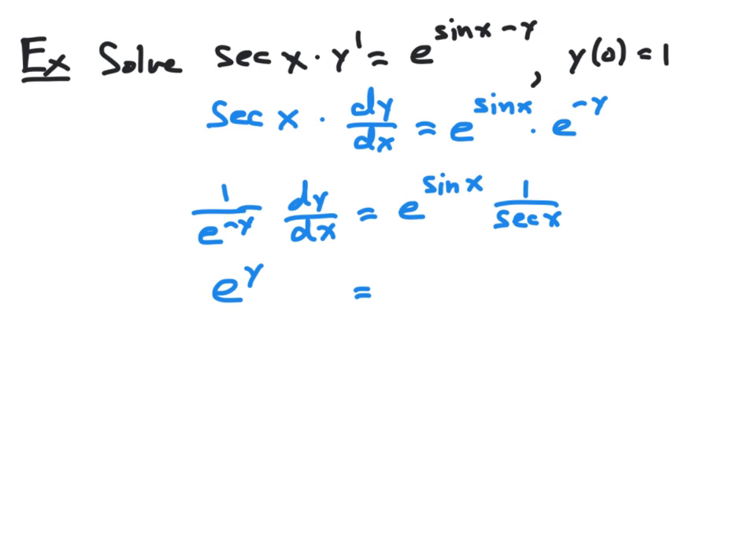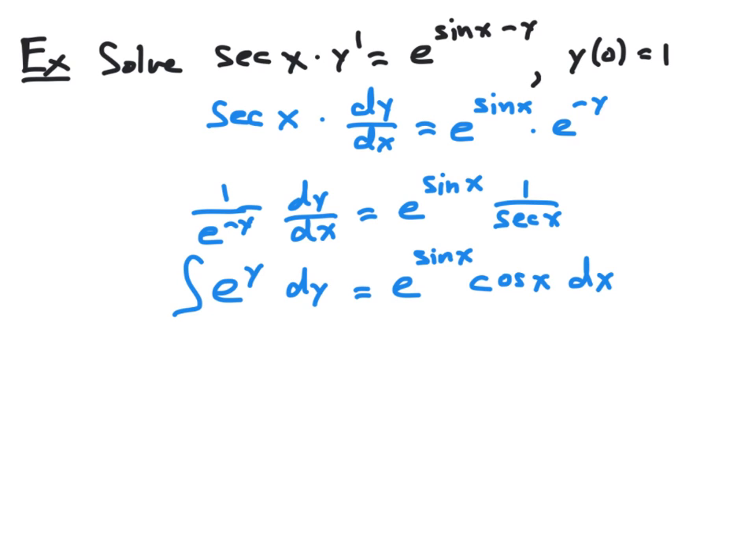And on the right-hand side, we have e to the sine x. And 1 over secant x can be simplified as cosine of x. And so all of our functions are now easily rewritten. And so we can move the dx part of the differential to the right-hand side. And now we have completely separated our equation into a left side of e to the y dy, which contains only y, and e to the sine x cosine x dx, which contains only x.